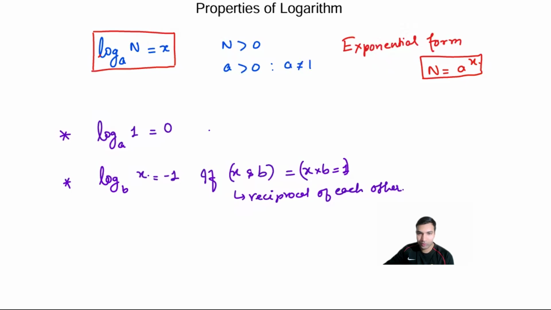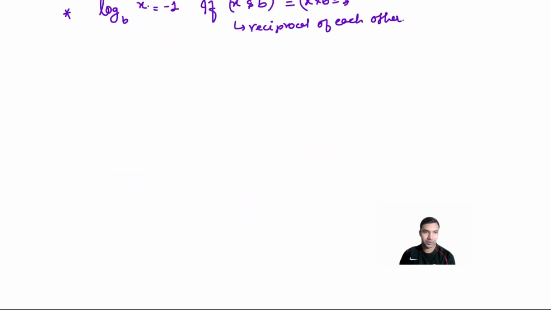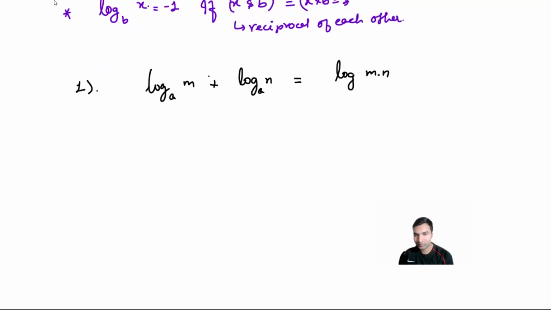So now let us talk about the properties. The first property of log is log of m to some base a plus log of n to the base a is equal to log of m times n to the base a. Most of you would be knowing this. This is called the first property, wherein the base on the left hand side should be equal to the base on the right hand side. So if I have log of some number m to base a and log of some number n to base a, this is equal to log of m times n to the same base a.